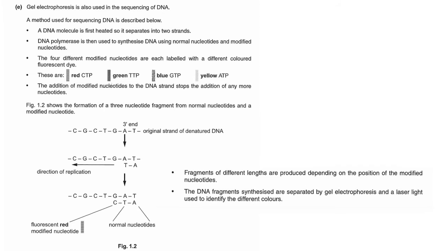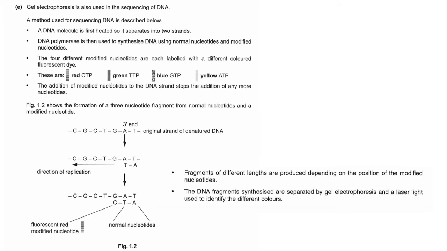So here it says gel electrophoresis is also used in the sequencing of DNA. The method used for sequencing DNA is described below. A DNA molecule is first heated to separate it into two strands. DNA polymerase is then used to synthesize DNA using normal nucleotides and modified nucleotides. The four different modified nucleotides are each labeled with a different colored fluorescent dye. And you can see here it says red CTP, green TTP, blue GTP, and yellow ATP. The addition of modified nucleotides to the DNA strands stops the addition of any more nucleotides.